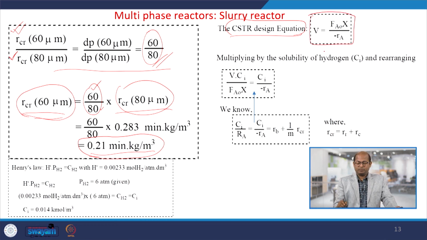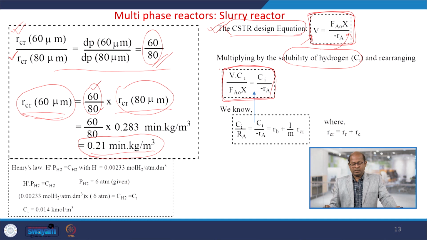So, then if we multiply this design equation with the solubility of hydrogen, multiplying the left hand side and the right hand side, then the equation would become this. This is the design equation for the C star reactor. Here we multiplied both sides, left hand side with Ci and right hand side also with Ci, and after rearranging we can get this. See, in the right hand side, Ci by minus Ra, this value is known for 60 micron particles, so we can write this.